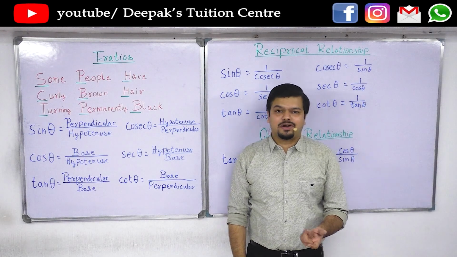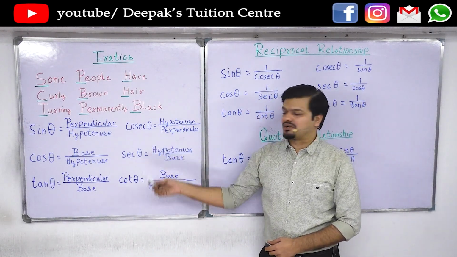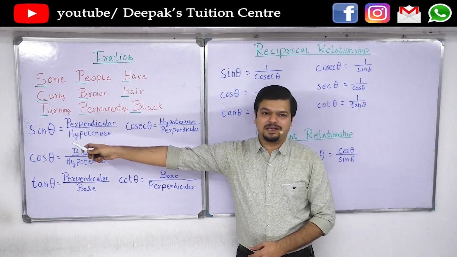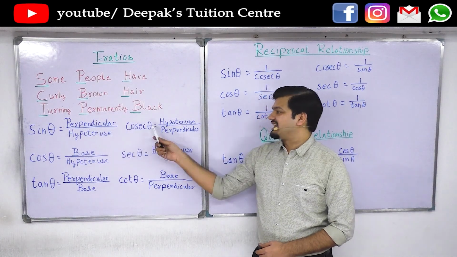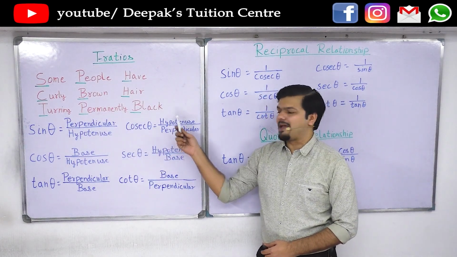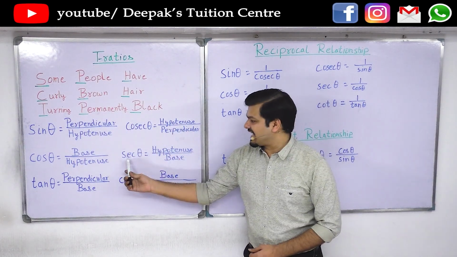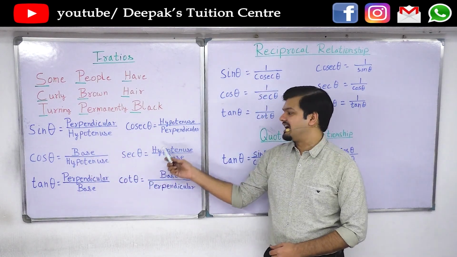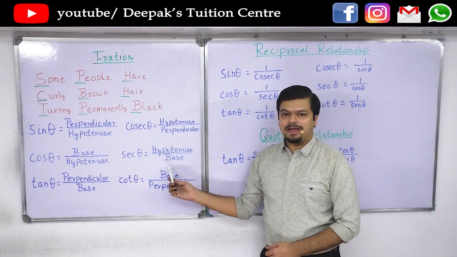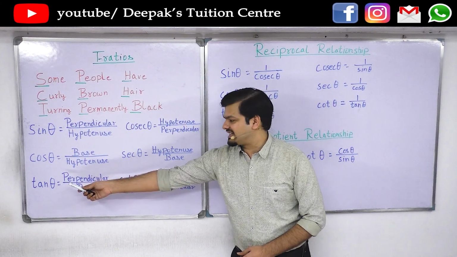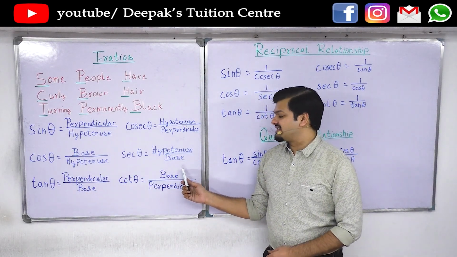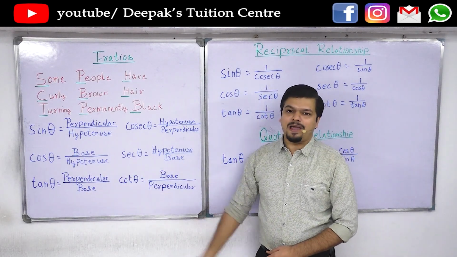And we also need to remember that the other three ratios, that is cosec theta, is the reciprocal of sine theta. That means cosec theta equals hypotenuse by perpendicular. Sec theta is the reciprocal of cos theta. That means sec theta is hypotenuse by base. And cot theta is the reciprocal of tan theta. That means cot theta equals base by perpendicular.